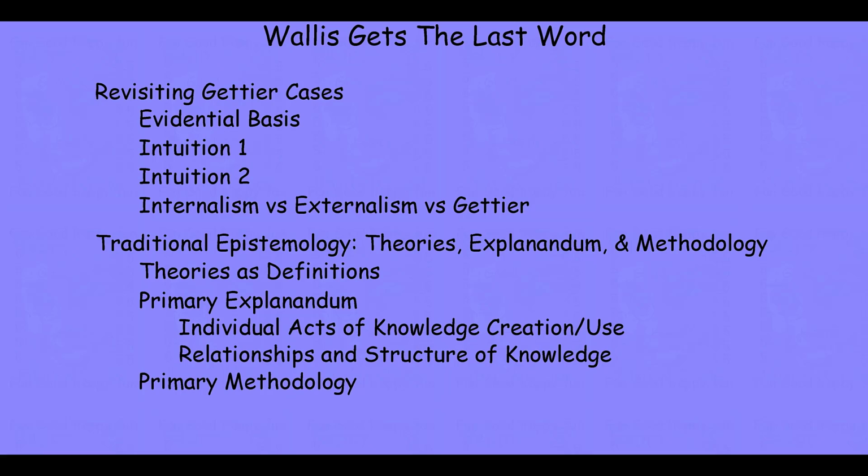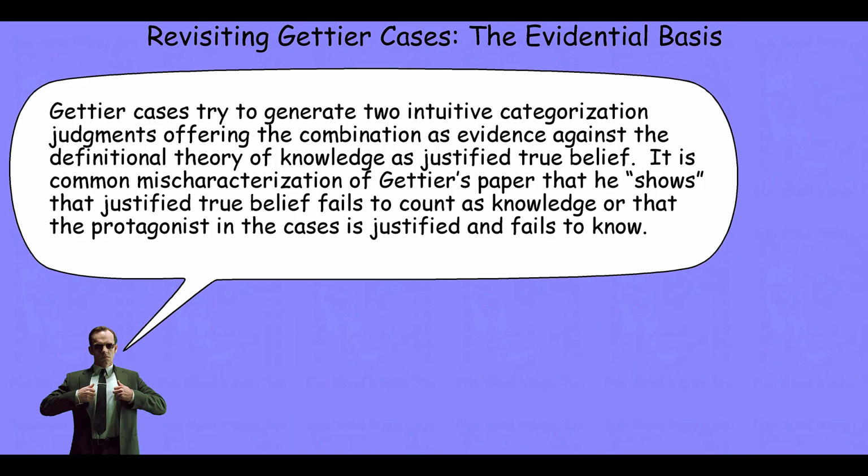We'll add this final piece that we introduced in this last article, the methodology that traditional epistemology relies on primarily in trying to explain this phenomenon with their definitional theories, specifically the elicitation of intuitive categorization judgments to thought experiments encapsulated in specific vignettes. Gettier cases try to generate two intuitive categorization judgments, offering this combination of judgments as evidence against the definitional theory of knowledge as justified true belief.